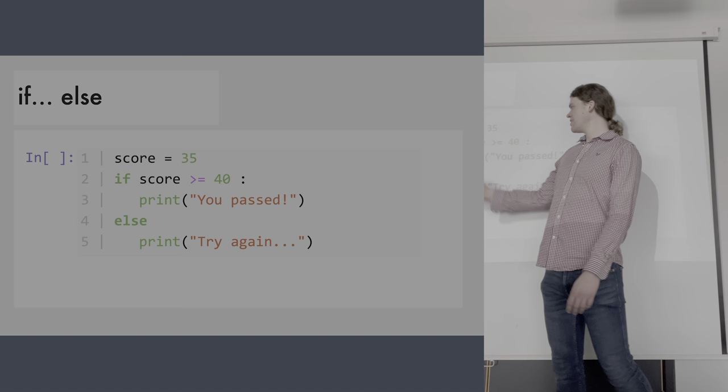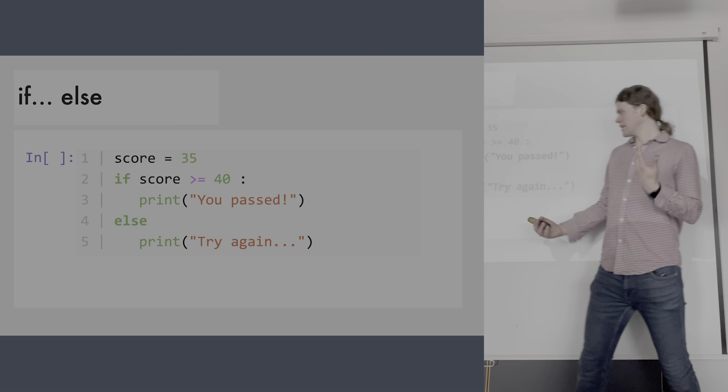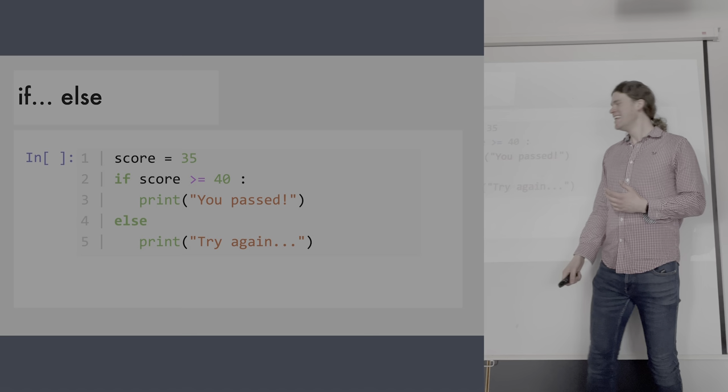Yeah, so there might be a case where it's not true, and we want to be able to cater for that. So we can add in an else statement there. Okay, and I've actually changed the value of score now, so let's just update that in our memory. Score now has the value of 35.